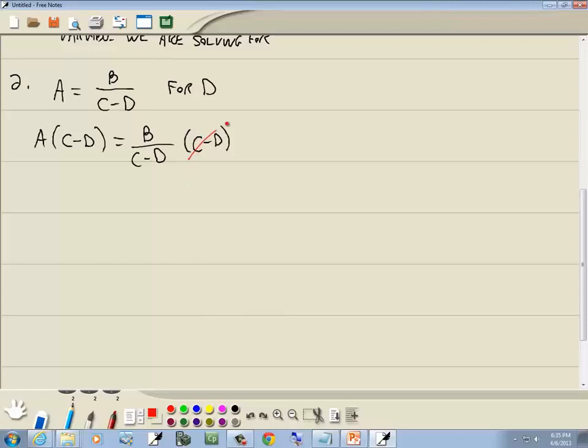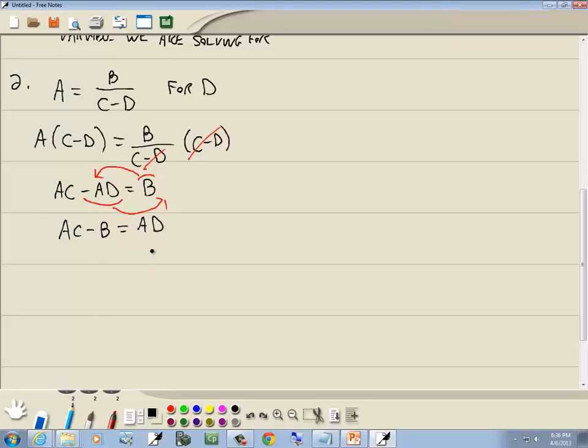When we do that, these c minus d's cancel. And over here we got a times c is ac, a times negative d is negative ad, equals b. Okay, step 3. Get everything with the variable we're solving for on one side, everything else on the other side. We're solving for d as in David, so I'm going to take this negative ad to the right side, and I'll take this b to the left side. Remember, when you take anything across your equals, your sign changes. So I got ac minus b equals ad.